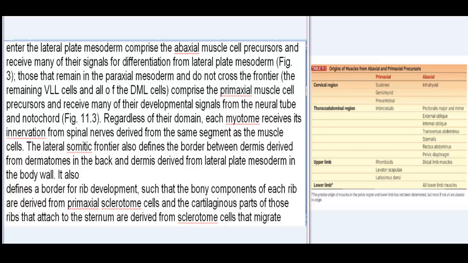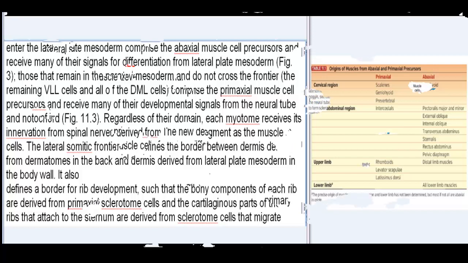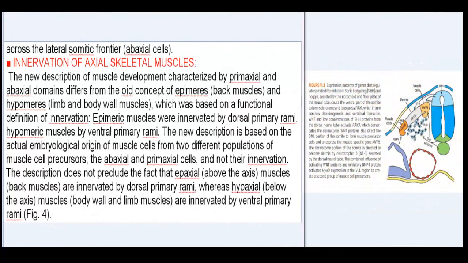It also defines a border for rib development, such that the bony components of each rib are derived from paraxial sclerotome cells and the cartilaginous parts of those ribs that attach to the sternum are derived from sclerotome cells that migrate across the lateral somitic frontier, abaxial cells.